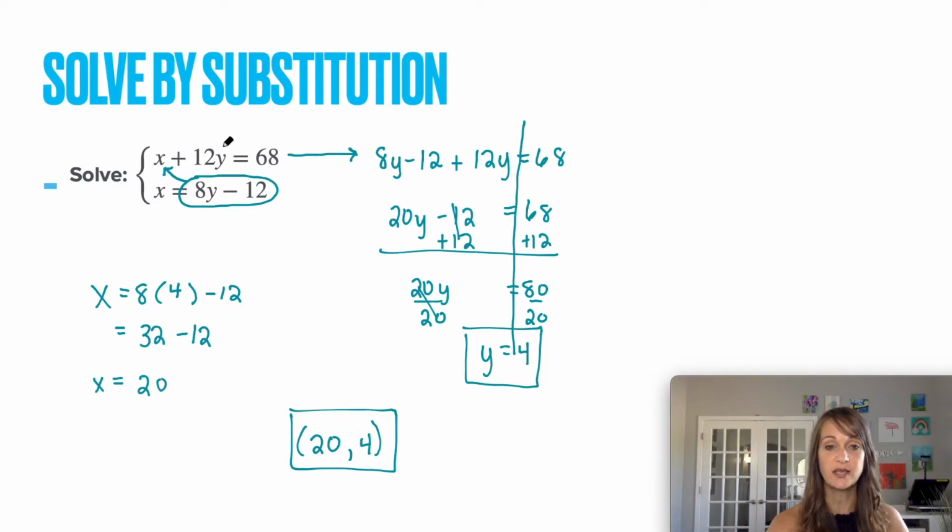You can check it by plugging 20 and 4 back into both equations to make sure it worked. Also, if you were to graph these equations using y equals mx plus b, those two lines that are created will cross at this point (20, 4).